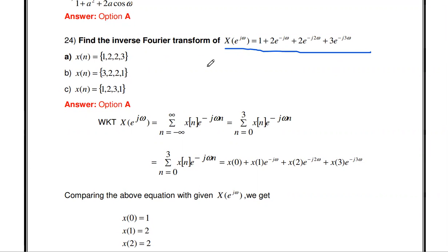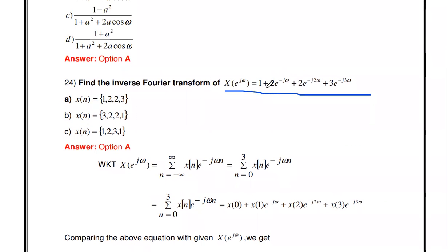If you want to solve it by this method, you just see. First, you arrange the values in ascending order: first the constant, then some value into e power minus j omega, then some value into e power minus j2 omega and minus j3 omega, and so on. In order to find the inverse transform, first you have to note down the constant value. What's the constant? 1. Under this constant, you put an arrow. This is the value of x of n at n equal to 0.